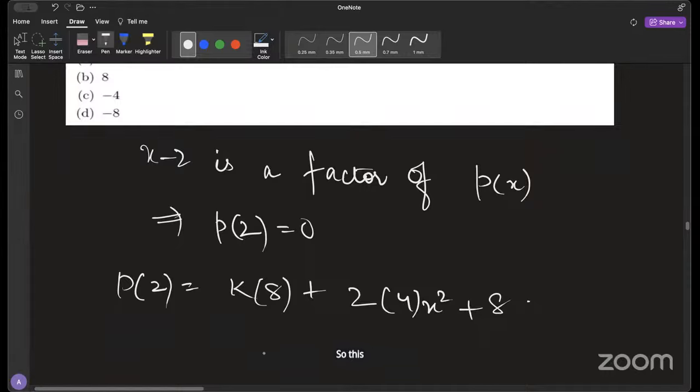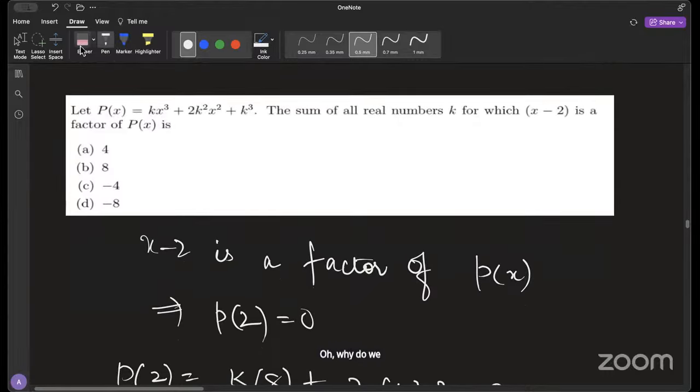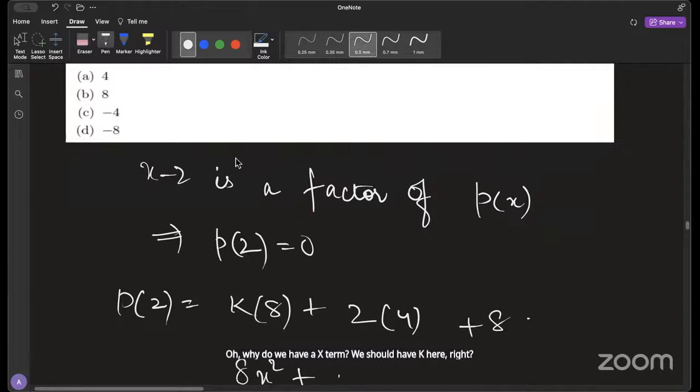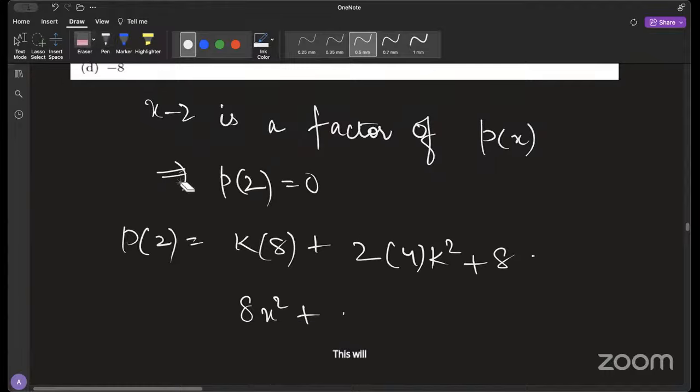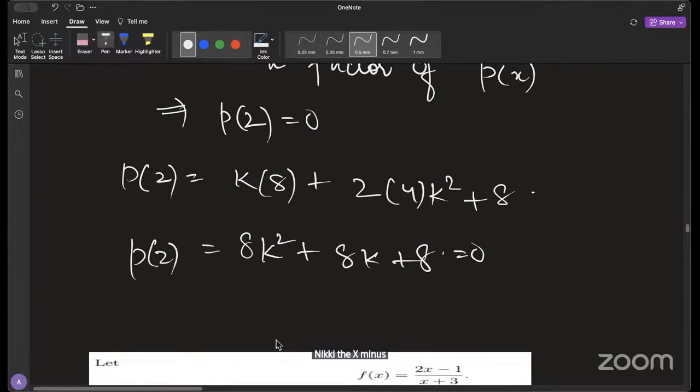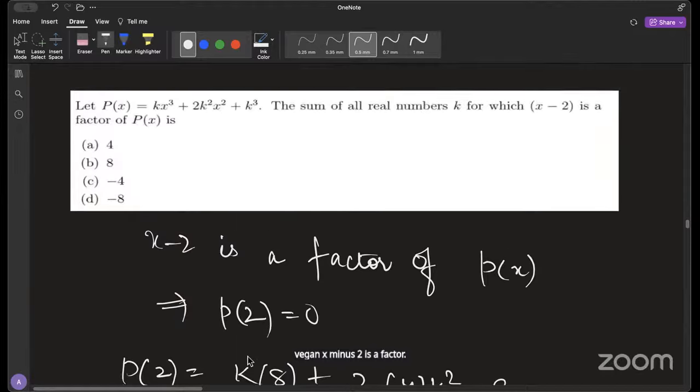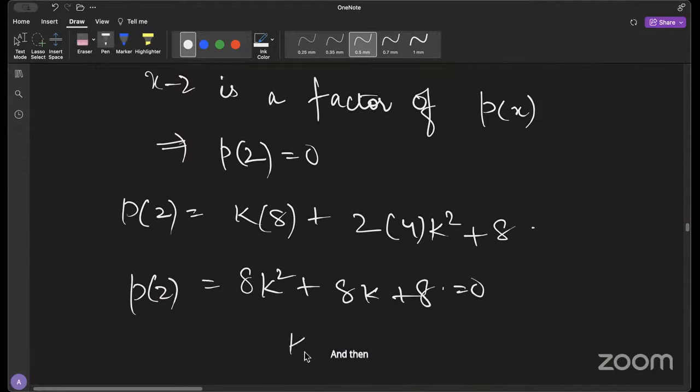So this is basically 8x square plus, oh, why do we have an x? We should have k here, right? This will be 8k square, then 8k, and then 8. This is your p(2), which is given to be 0, because x minus 2 is a factor. And then you will have k square plus k plus 1.